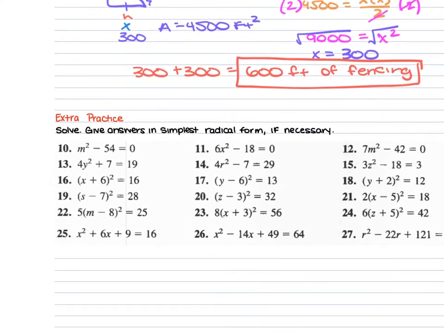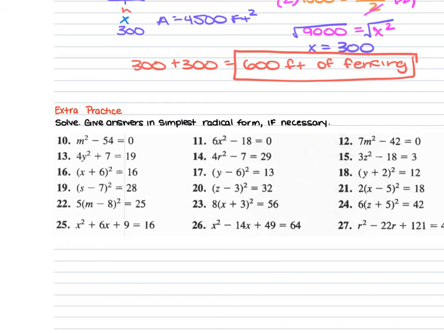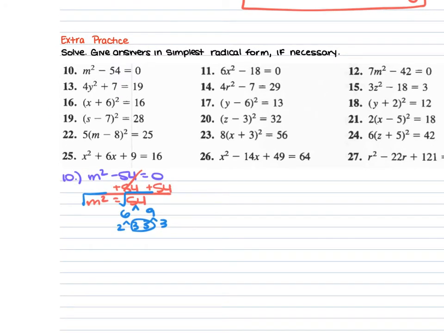All right, so if we look at some extra examples here, we are going to be solving these. The first one that we have, which is number 10, is m squared minus 54 is equal to 0. So we're going to add the 54 to both sides. We get m squared is equal to 54. We take the square root of both sides and get that 54 is 6 and 9. 9 is 3 and 3. 6 is 3 and 2. So 2 3s, a 2 and a 3 left over. M is equal to plus or minus 3 square root 6.